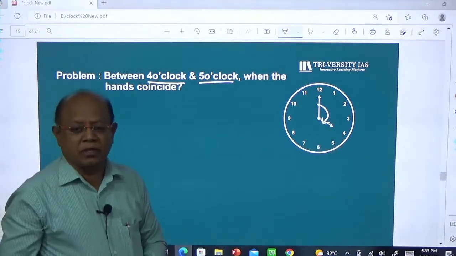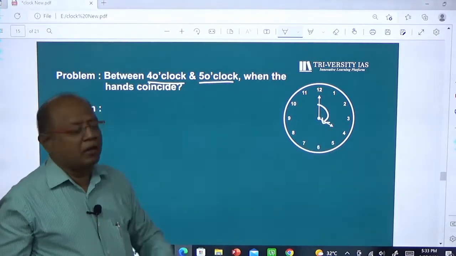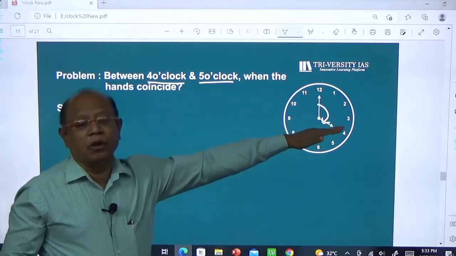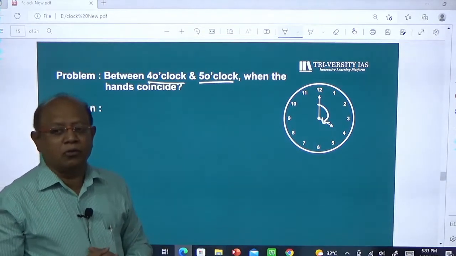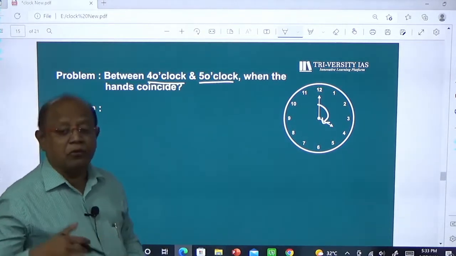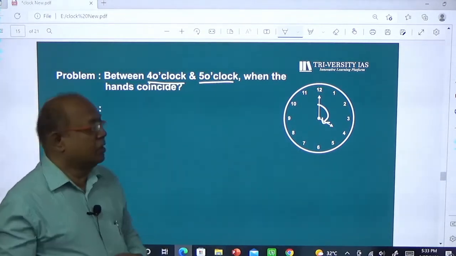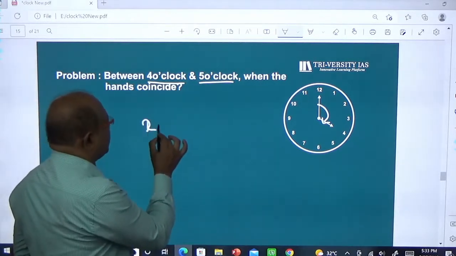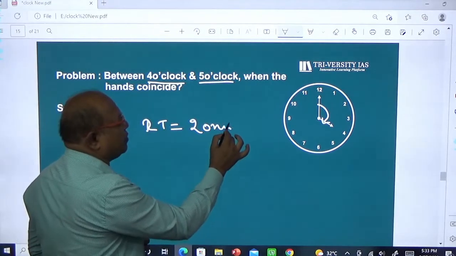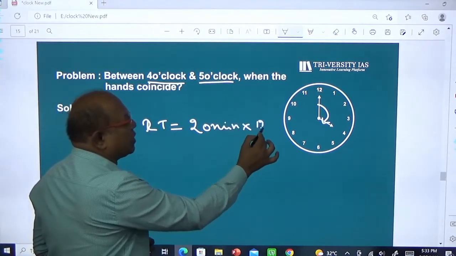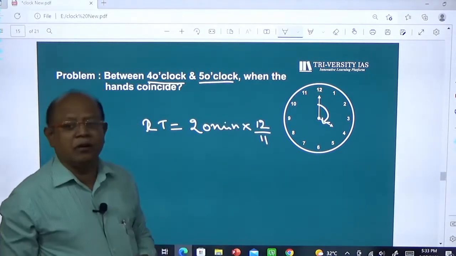That means 20 minutes. But by the time it reaches 4, the smaller hand will also move. So the visible time won't work. We have to find out actually how much it is. To get the relative time, 20 minutes is visible to us. Now to get the actual time, we have to multiply by 12 by 11.